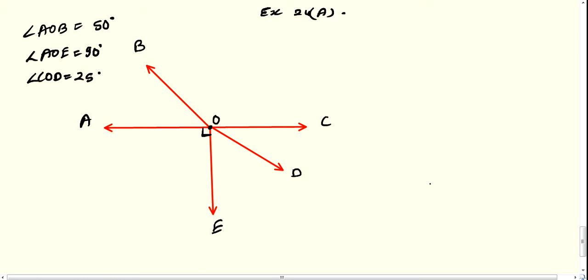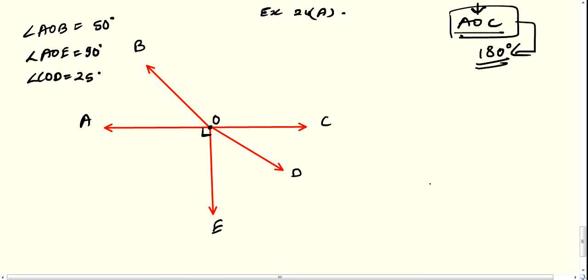Exercise 24A, question number 7. In the given figure, AOC is a straight line. As you know, I have explained in my introduction videos that if you are having a straight line, the angle at the alphabet in the middle position will be equal to 180 degree. So whenever you are having a straight line, a straight angle should be there and that sums up to 180 degree.